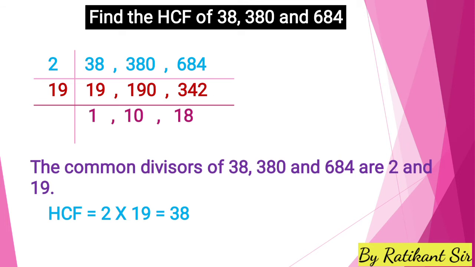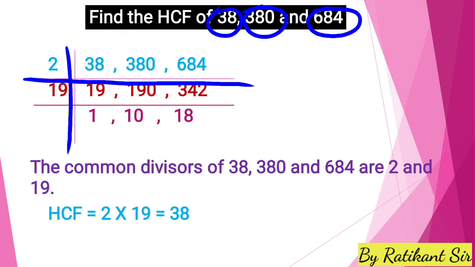If you are given more than 2 numbers, means if you are given 3 numbers, then how to find the HCF? It is also very easy. We have to follow the same steps. Now you can see the numbers: 38 is the first number, 380 is second, and the last is 684. Those are the 3 numbers, right? At first we have to draw the vertical line and horizontal line. This is the first rule. So I have drawn the vertical and horizontal line. Now you have to write all the 3 numbers: 38, then 380, and the last 684.